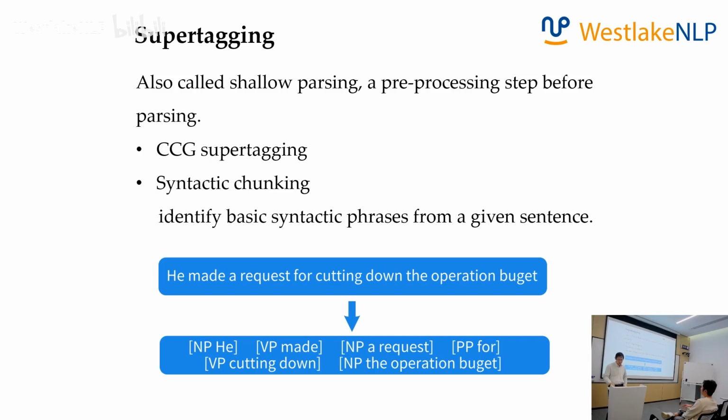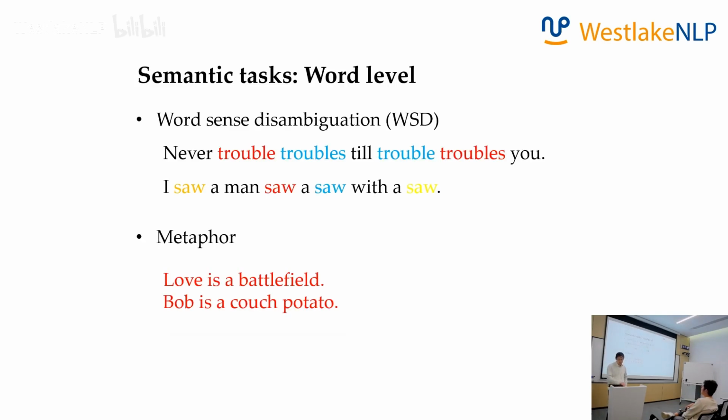Next, we move on to semantics tasks. To understand the semantic structure also goes from the word level to the syntactic structure level. On the word level, you have word sense disambiguation. Okay.